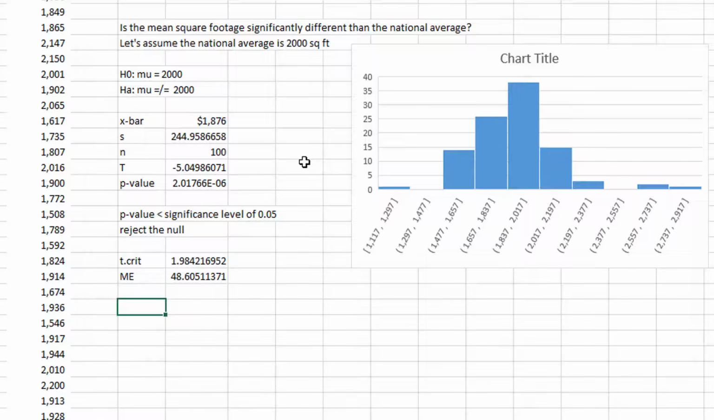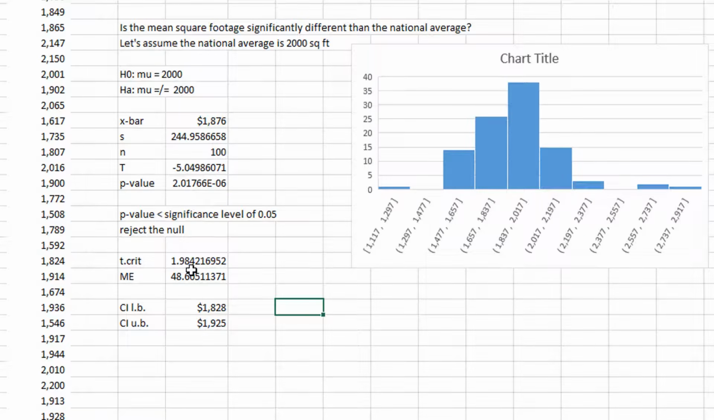And so my confidence interval lower bound and my confidence interval upper bound are going to be calculated. The lower bound is calculated by taking my sample mean minus this margin of error. And the upper bound is found by taking the sample mean plus the margin of error. Okay, easy enough.